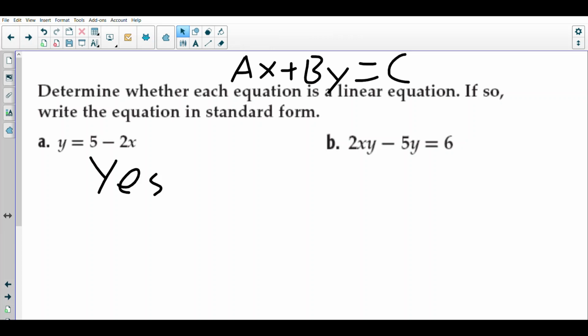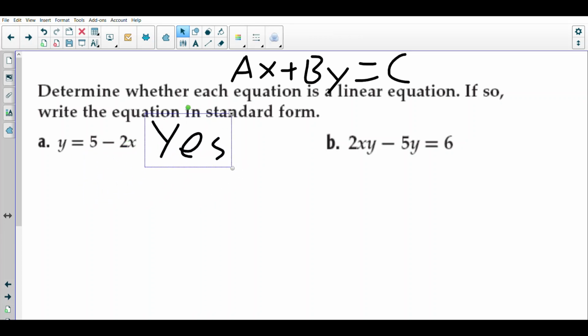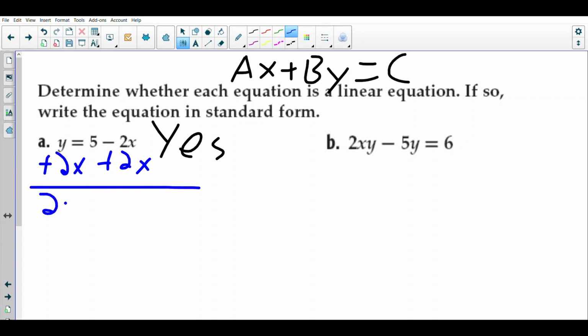And then it says, write the equation in standard form. Well, standard form has x and y on the same side, so we are going to add 2x to both sides. So we get 2x plus y is equal to 5. And there is our standard form. Because notice 2, 1, and 5 have a greatest common factor of 1.